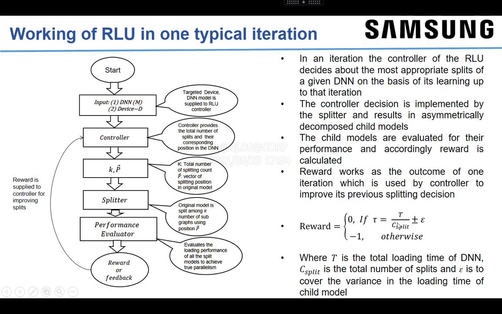Reward could be 0 if tau is equal to t by c split plus minus epsilon. That says if a big model is taking 200 milliseconds of loading time, and you are decomposing or splitting it among 4 child models, then each child model should take 200 by 4, that is 50 milliseconds, right? So if it takes a value around 50 milliseconds, plus minus epsilon, in that case the reward will be 0, otherwise the reward will be negative. We want to have this kind of performance.